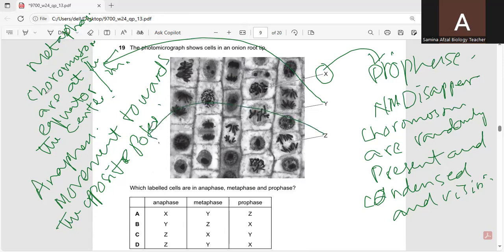So according to this, the answer is: anaphase is Z, metaphase is Y, and X is prophase. So options A, B, and C are not correct. Only D is the correct option.